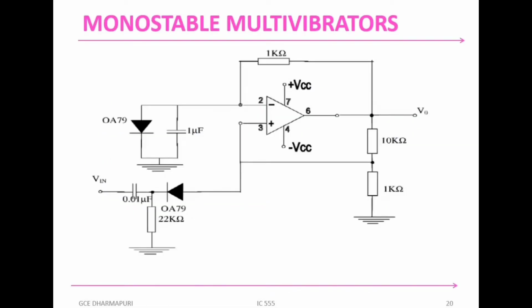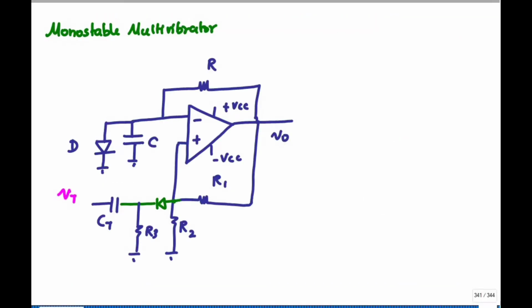So, this is the circuit diagram for the monostable multivibrator. You can see VT, where I am going to give a square pulse here. Since it is a differentiator circuit, it will produce a pulse signal at the output.